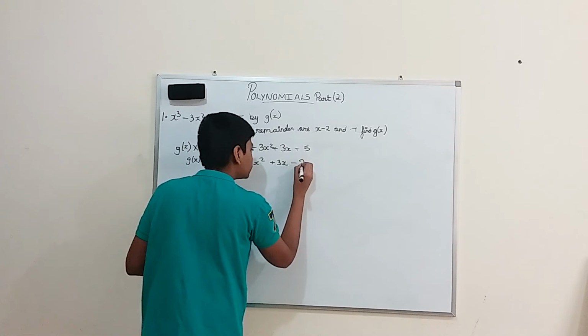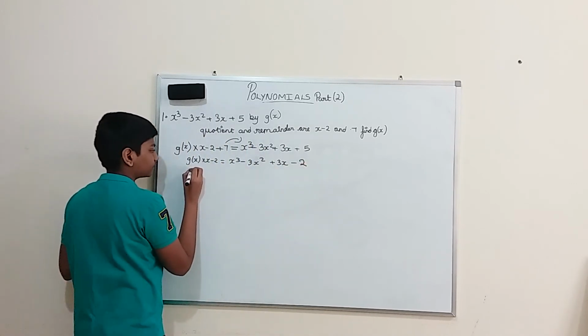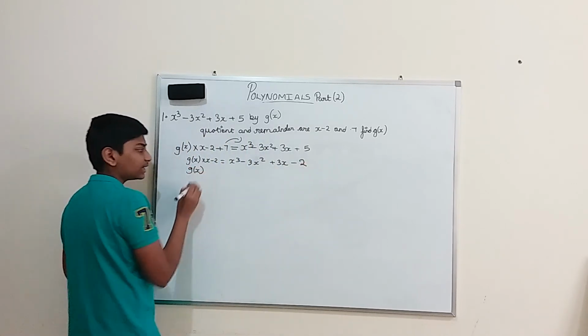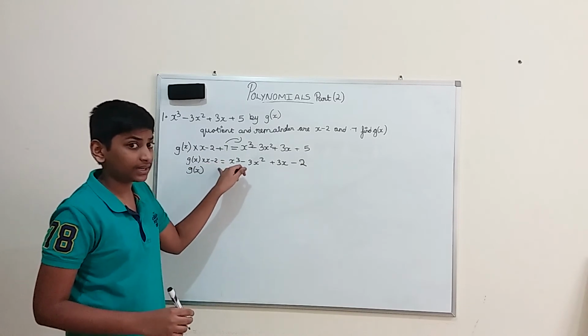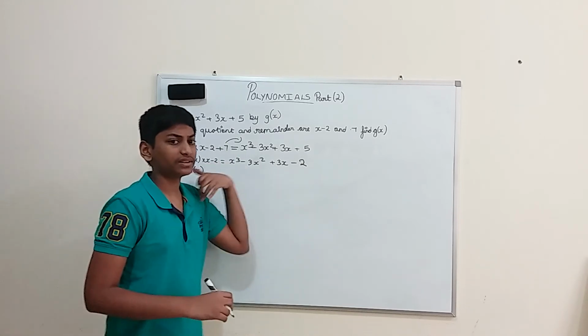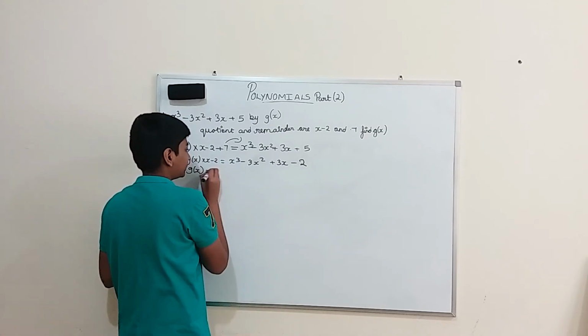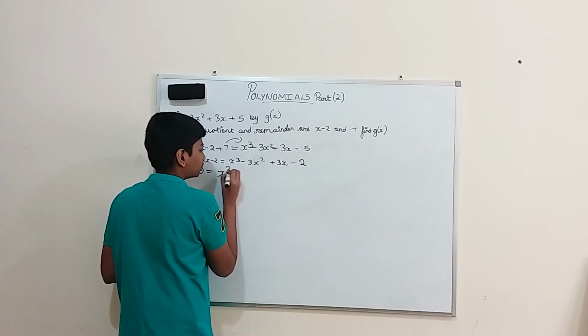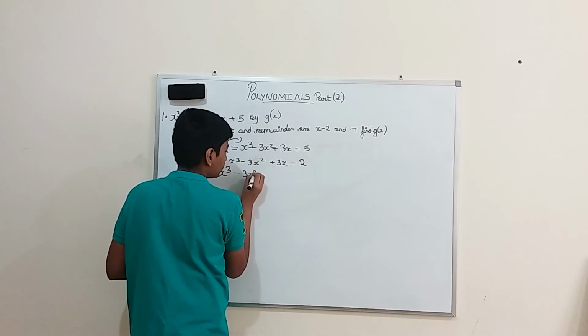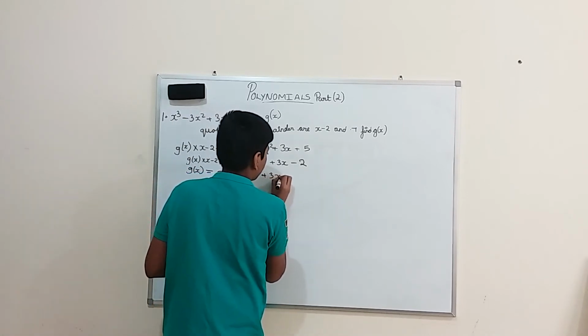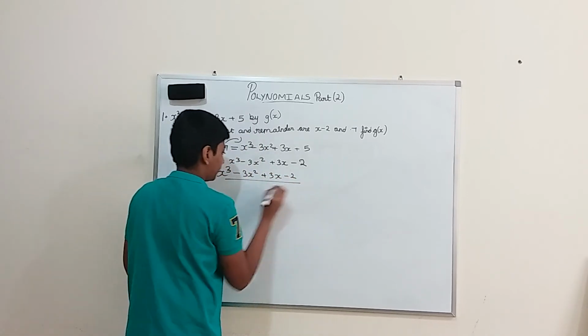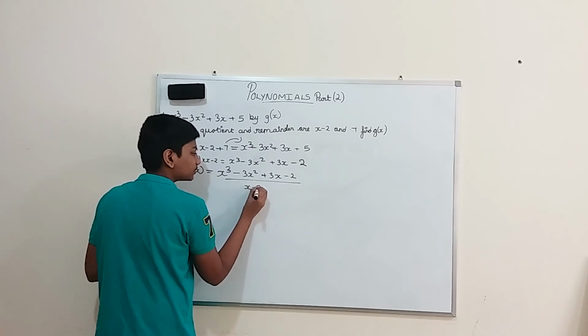So g of x will be equal to minus 2 divided by x minus 2, because this x minus 2 is getting multiplied, so when you transfer it from this side to that side, it becomes divide. So it should be x cube minus 3x square plus 3x minus 2 divided by x minus 2.